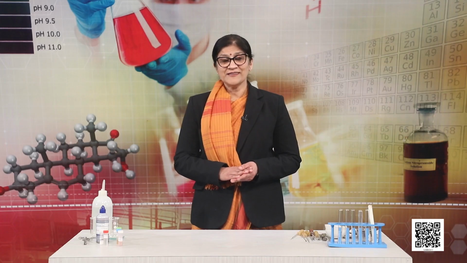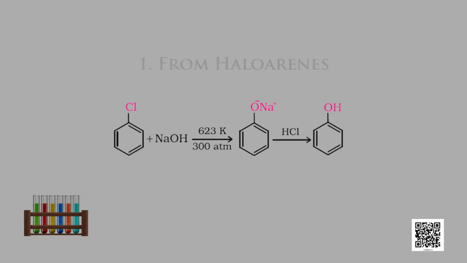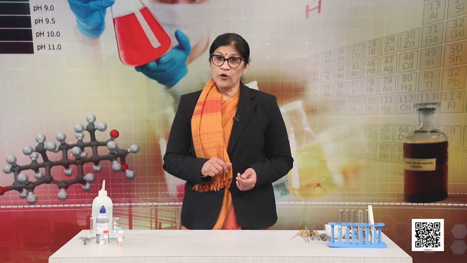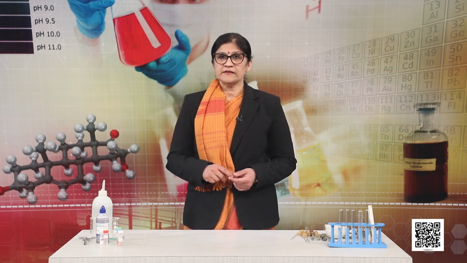We have studied this in the chapter alkyl and aryl halides too. Chlorobenzene is fused with NaOH at 623 kelvins and 320 atmospheric pressure. Phenol is obtained by acidification of sodium phenoxide so produced. It may also be produced from benzene sulfonic acids.